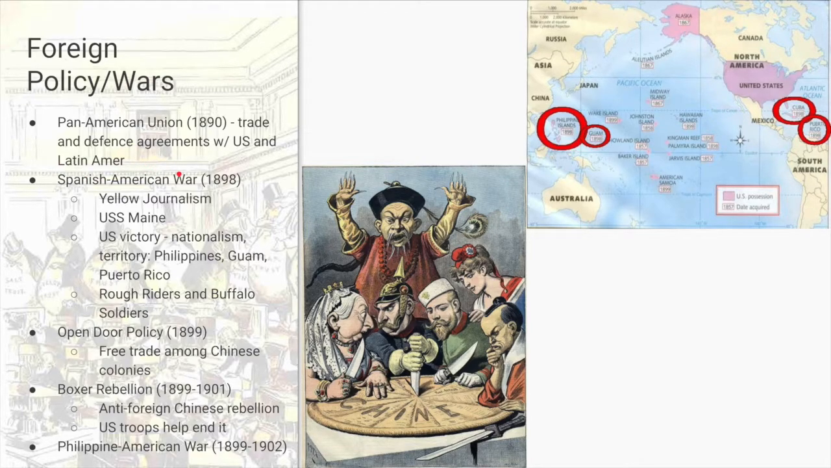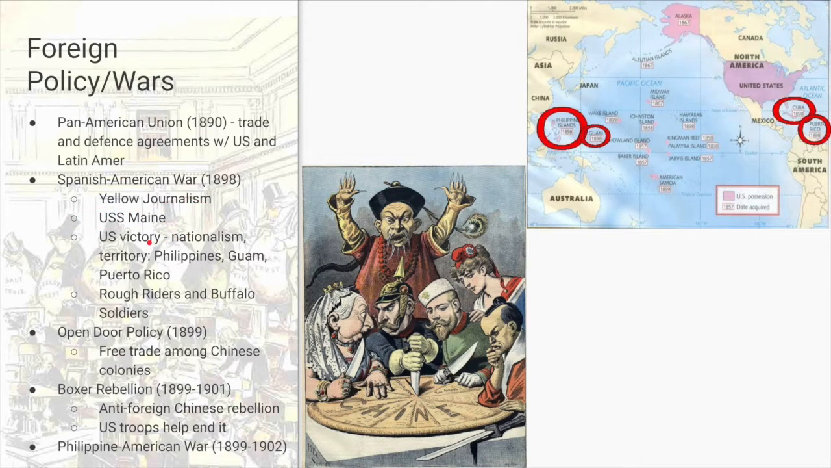Next, we have the Spanish-American War. You should know about yellow journalism, the sensationalism in media that leads to the war. You have the sinking of the USS Maine, which was published as a sabotage, but was actually probably a fire in the armor room there.